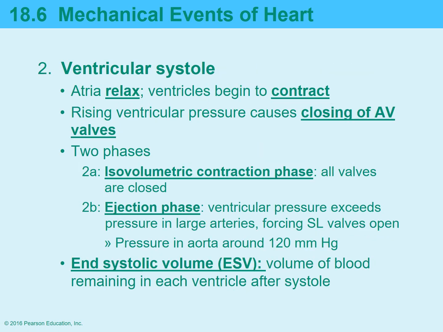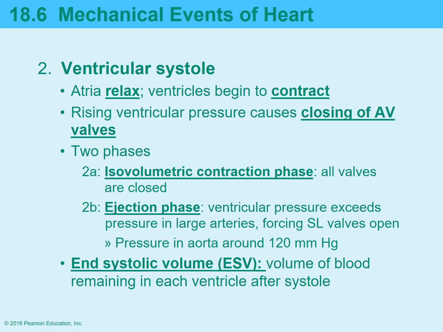Ventricular systole: the atria now are relaxed, and the ventricles start to contract. As the ventricles start to contract, the pressure is going to increase in the ventricles, and that causes the AV valves to close. During the isovolumetric contraction phase, all valves are closed.